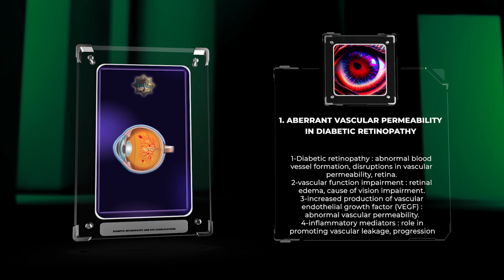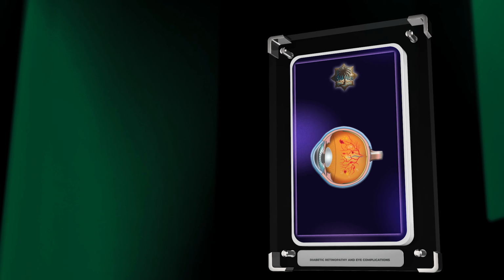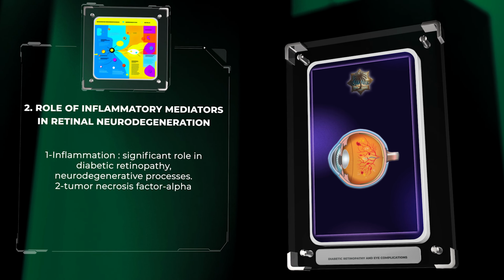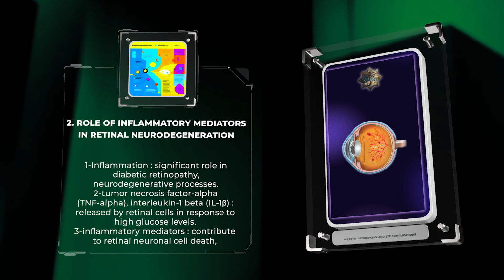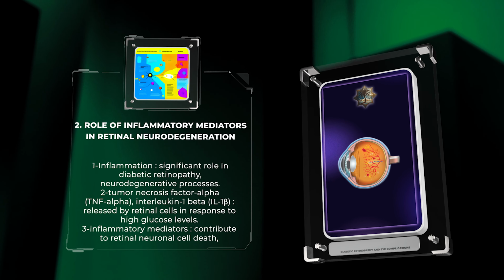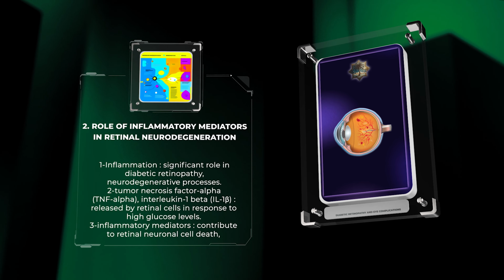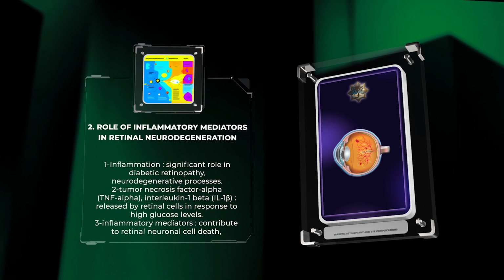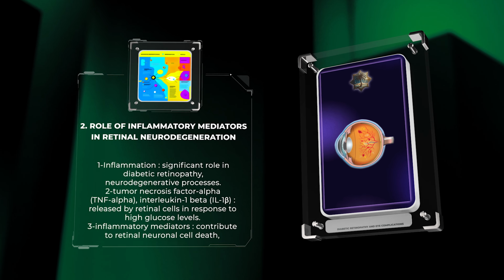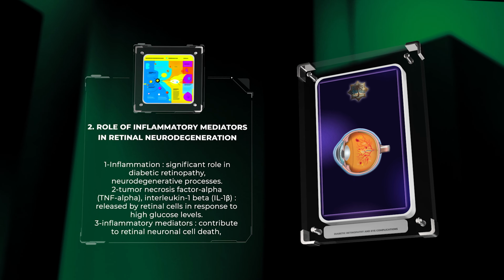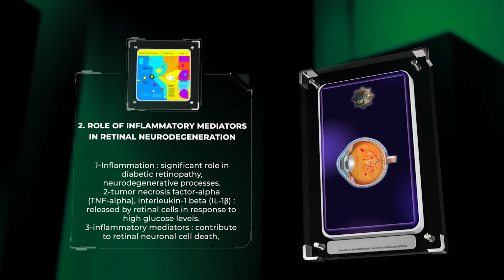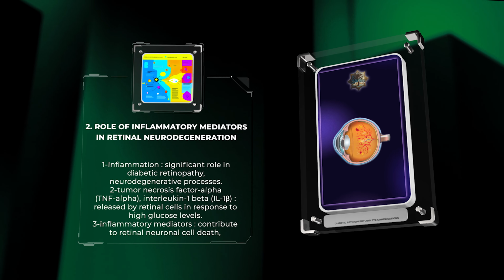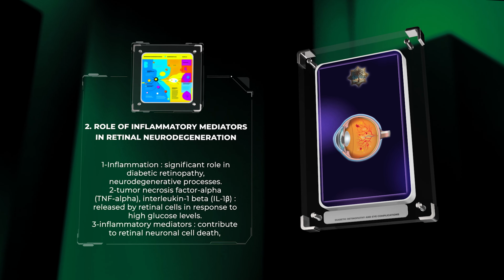of diabetic retinopathy. Inflammation plays a significant role in diabetic retinopathy and contributes to the neurodegenerative processes observed in this condition. Inflammatory mediators, including tumor necrosis factor alpha, TNF-alpha, and interleukin-1 beta, IL-1 beta, are released by retinal cells in response to high glucose levels and the subsequent activation of several intracellular signaling pathways. In turn, these inflammatory mediators contribute to retinal neuronal cell death and malfunction, leading to vision impairment.